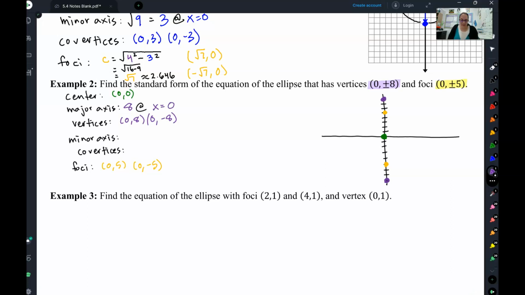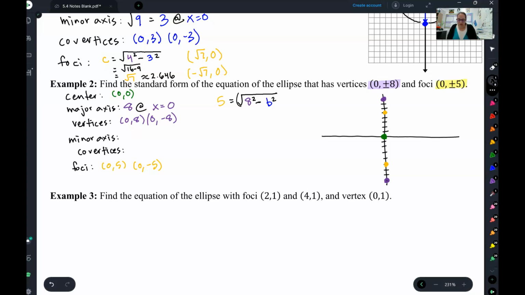So the last things I need to figure out are my minor axis and my covertices, which might take a little bit of figuring. Now notice, the only thing that I haven't used so far is the equation for c. So I know that c is the square root of my major axis squared minus my minor axis squared. I do not know what my minor axis is. And I also know that c is going to end up being 5 long, because that's the distance to the foci.